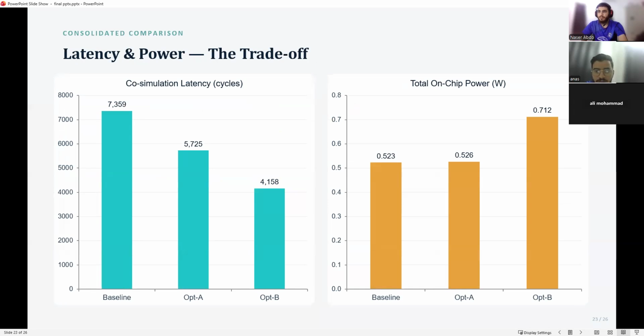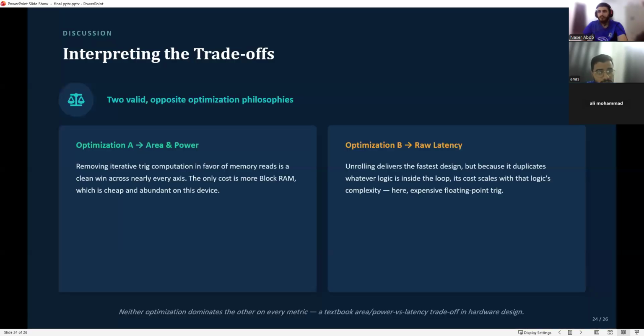From our comparison, we can see that each design has its own advantages and disadvantages. The baseline design is simple and uses fewer resources. Optimization A reduces unnecessary calculations with only small hardware cost. Optimization B provides the highest performance but requires more FPGA resources. This demonstrates the importance of selecting the right optimization technique based on the application requirements.